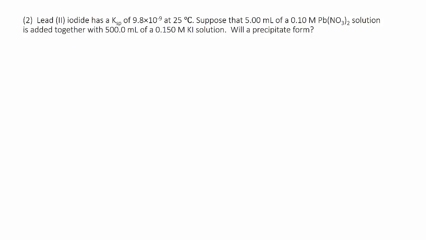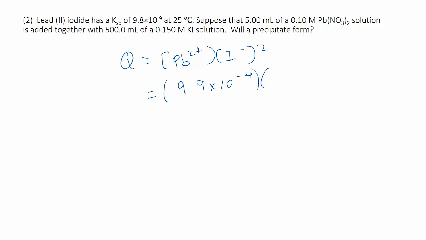So now all we need to do is calculate Q. Remember, Q takes the same form as K, so Q is going to equal the lead ion concentration times the iodide concentration squared, and we'll plug in the values that we just found for the lead ion and for the iodide ion, and we will check to see whether the precipitate will form.